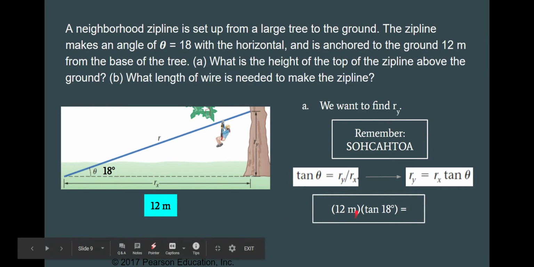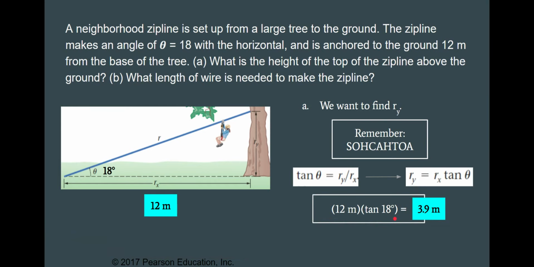Okay, so our x component is 12 meters, and we have the tangent of 18 degrees. Heads up, please make sure your calculators are set to degrees and not radians. And when you calculate that, you should find that the y component is 3.9 meters.